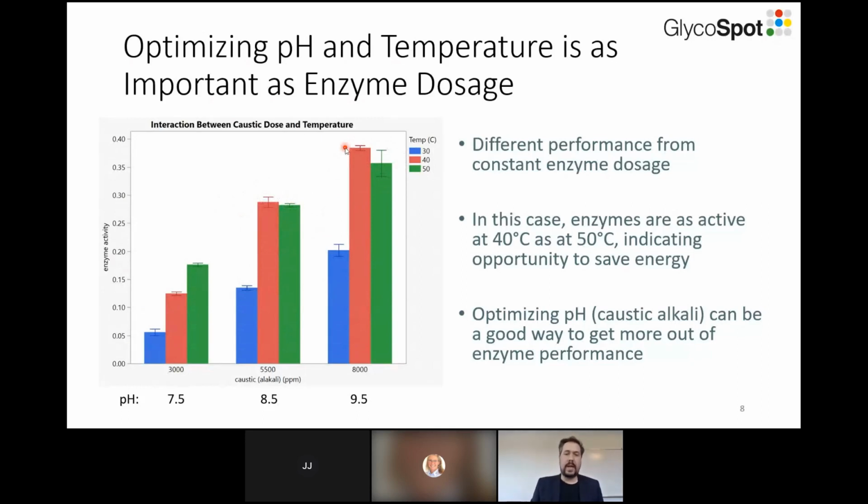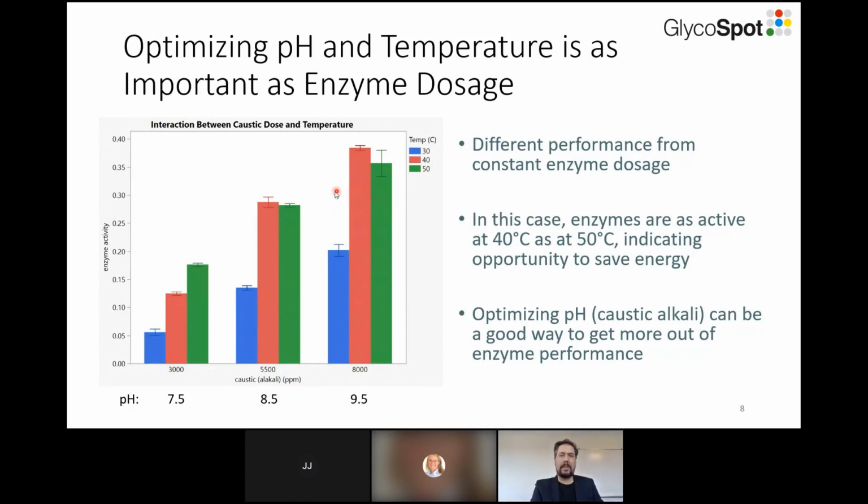So again, just to emphasize that all of this activity, this range of activity, there's close to a 10-fold range of activity that you can get just by changing the temperature and the pH of the system. And it should be mentioned that this is just one example. So I'm not recommending that everybody change their processes from 50 degrees to 40 degrees.